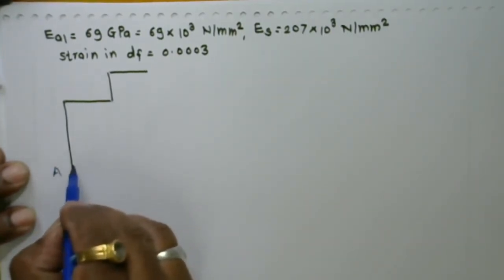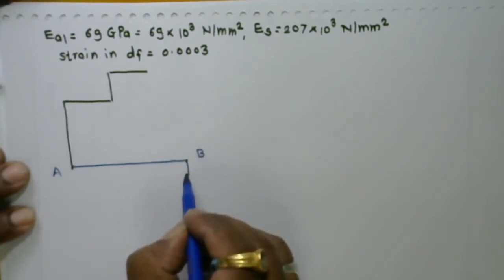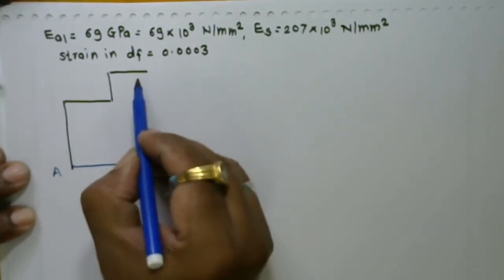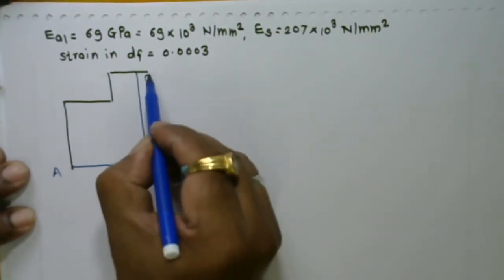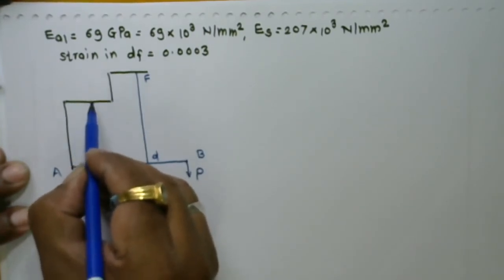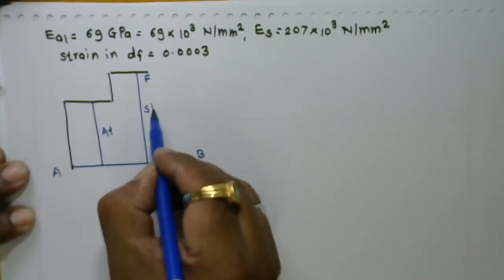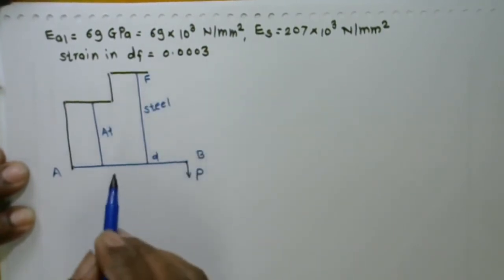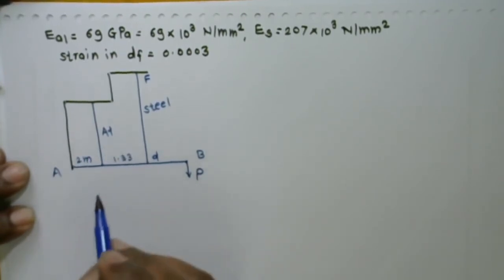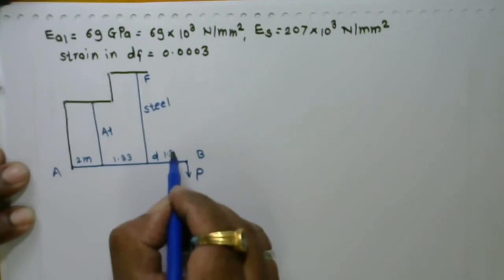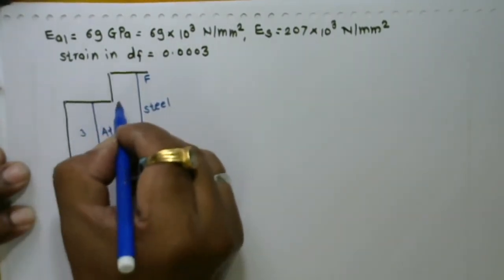That point A, this is the bar, here B point, force P is acting in that side, this is the D, F. This bar is made from aluminium, this made from steel. Dimension it is given 2 meter, this distance between this 1.33 meter, again here 1.33 meter. Length of the aluminium bar that is 3 meter.